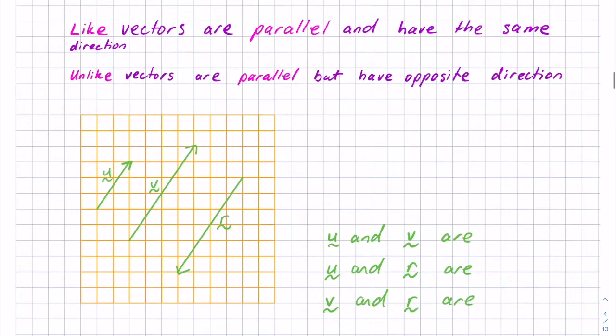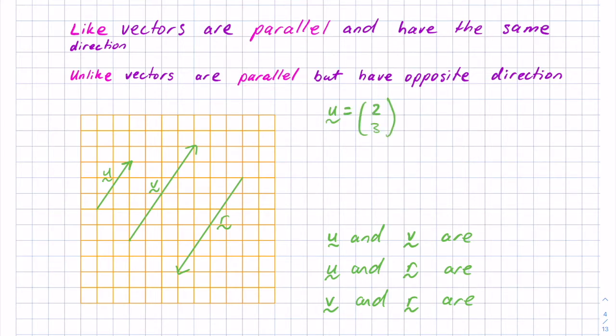Okay, so let's talk about like vectors. Like vectors are parallel and they have the same direction. So you can see some like vectors there. Unlike vectors are also parallel, but they have opposite direction.